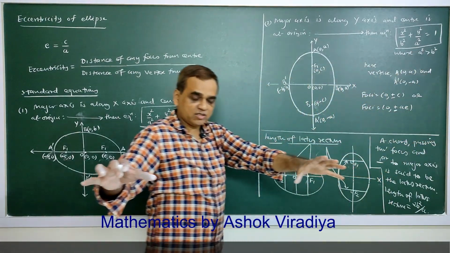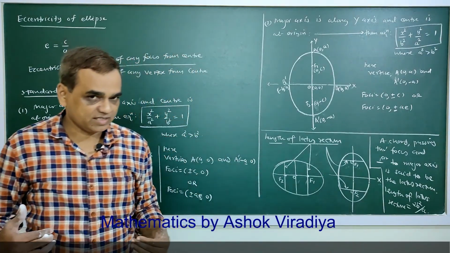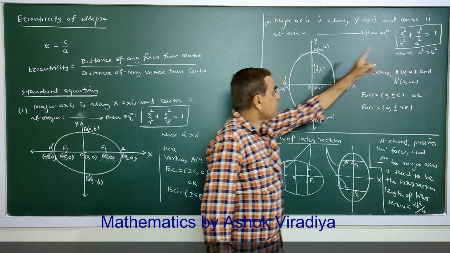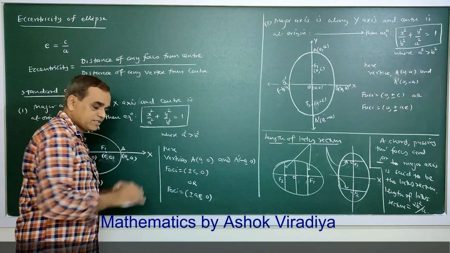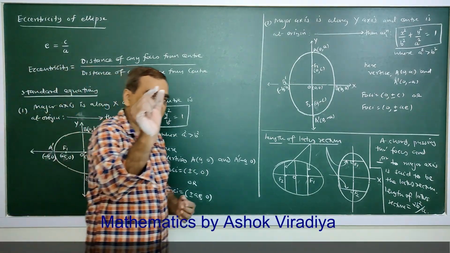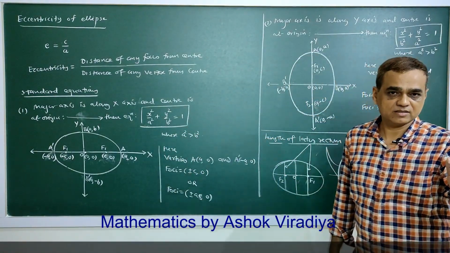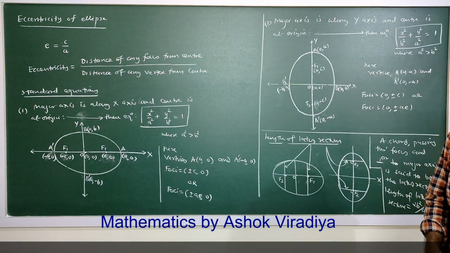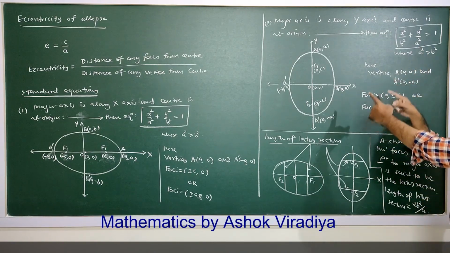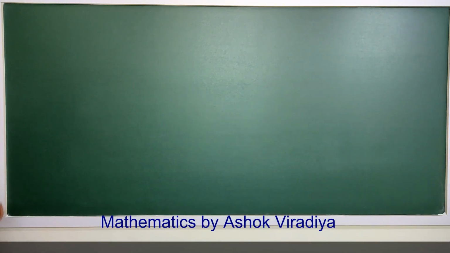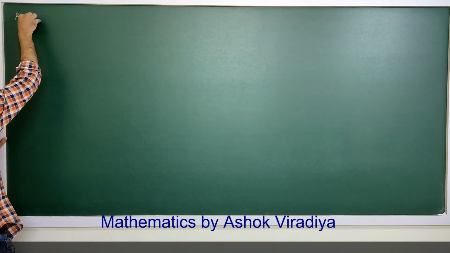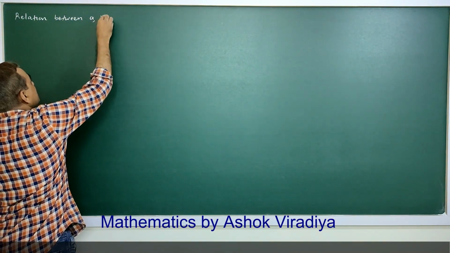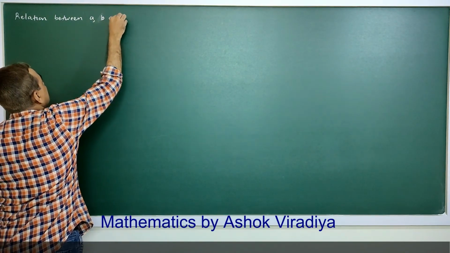So in any equation, observe the denominators of x square and y square. If 1 is given, first of all the RHS must be 1. If the equation is in this form, then observe these denominators. If you find the denominator of x square is greater, take that number as a square and discuss according to this diagram. If you find the denominator of y square greater, take that number as a square and discuss according to this diagram. Then the relation between A, B and C.